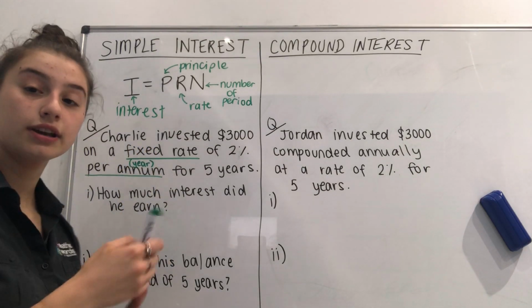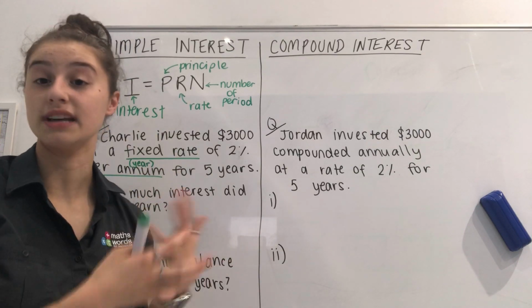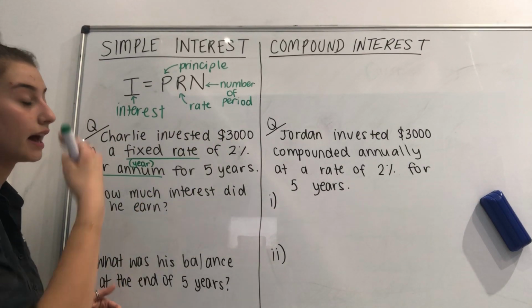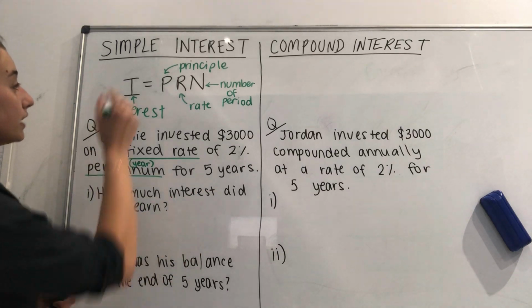Okay, so at the end of every year, the bank's going to look at how much money Charlie has and give him a 2% interest on that, essentially. Okay, and it's going to be a fixed amount that goes into Charlie's account every single year for 5 years. Okay, so how much interest did he earn? Well, let's use our formula.